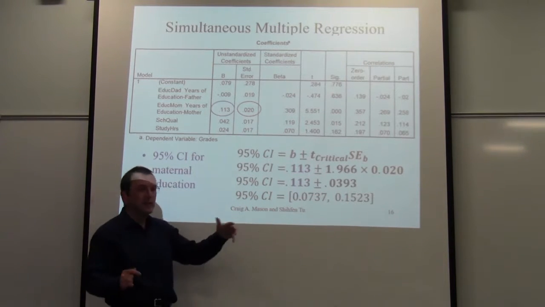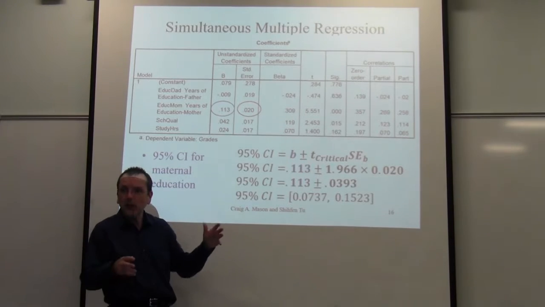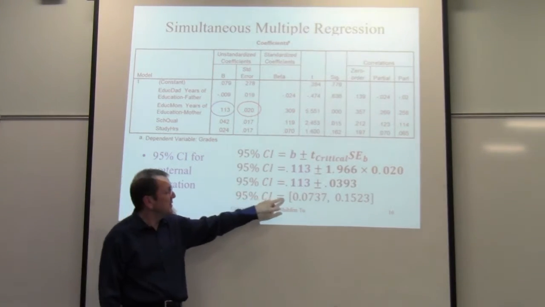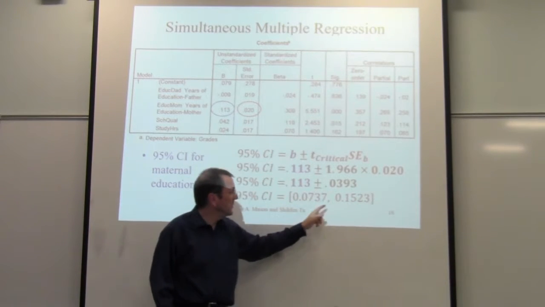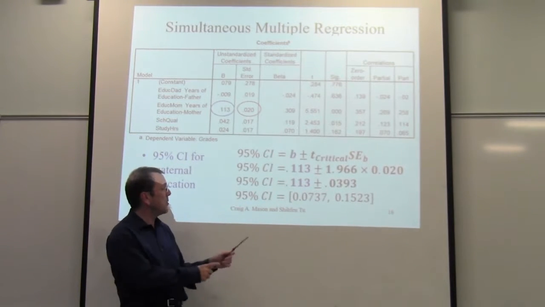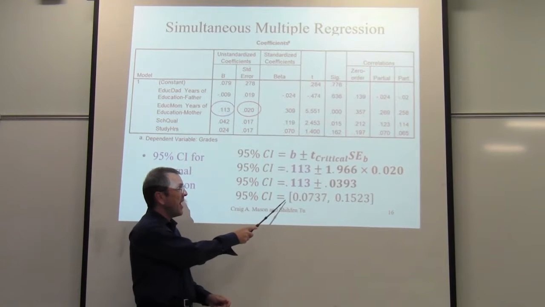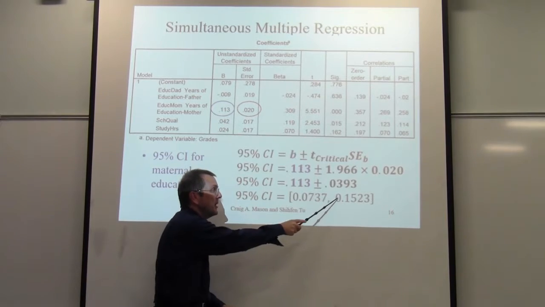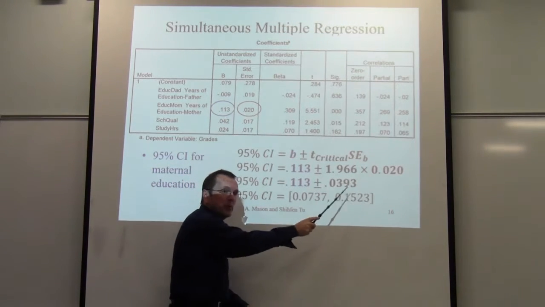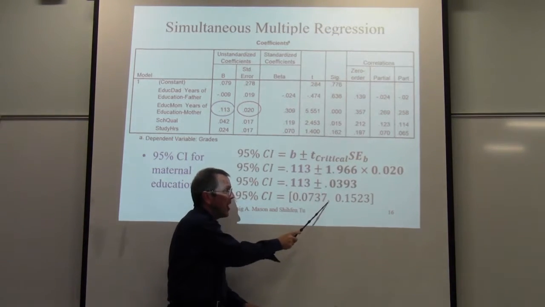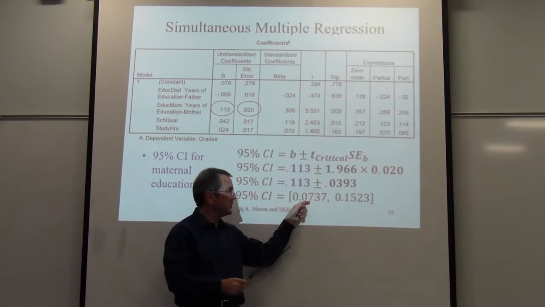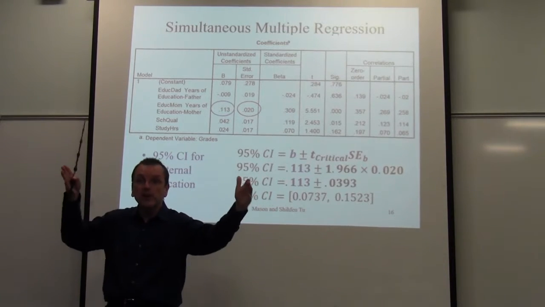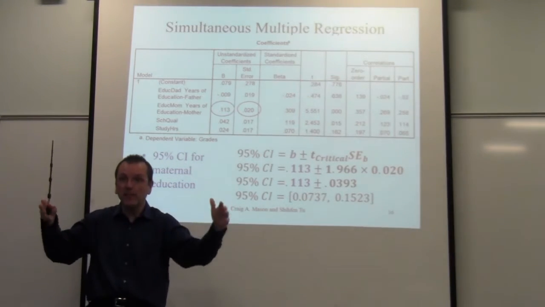And as a practice, I think there's more variability depending on the discipline, you'll see that in brackets as the confidence interval. So it's reported like this: 95% CI equals, in brackets, 0.0737, comma, 0.1523. The comma is just a way of saying here's my low, here's the high, somewhere in that range. That range is the 95% confidence interval.